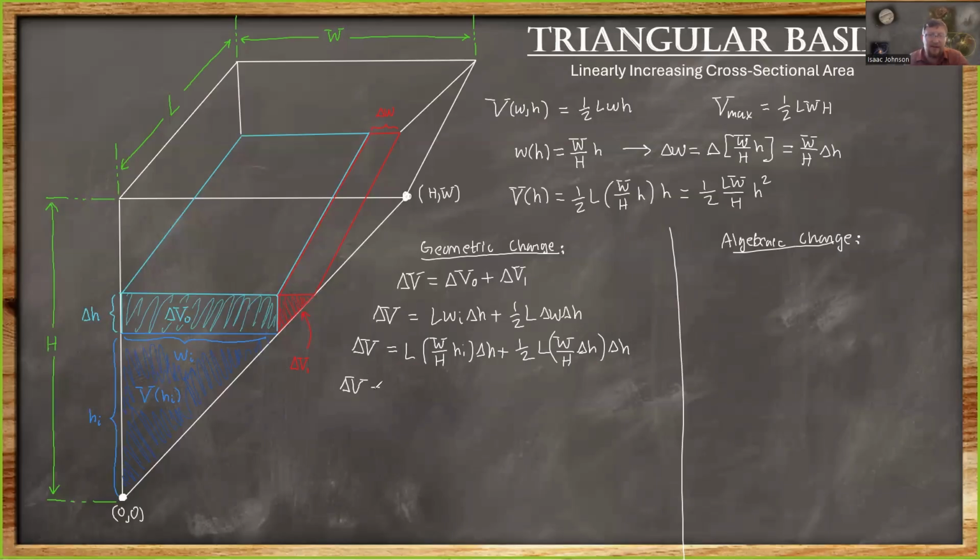Now we distribute and we find something kind of cool, which is that we've got this seemingly constant thing, L times W over H, in both terms. And then there's something else interesting here. The rectangular term depends on the change in height and also your initial height. The triangular wedge doesn't depend on initial height at all. It only depends on delta H. Why is that?